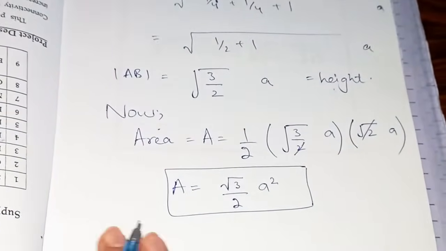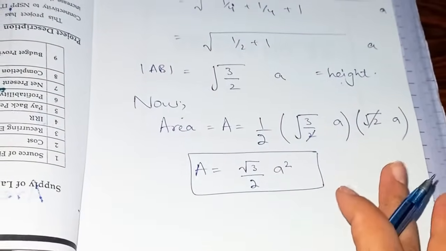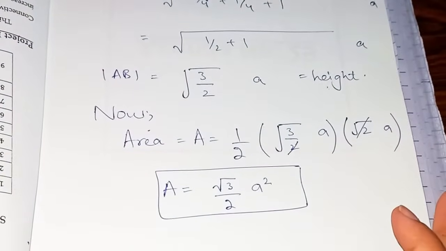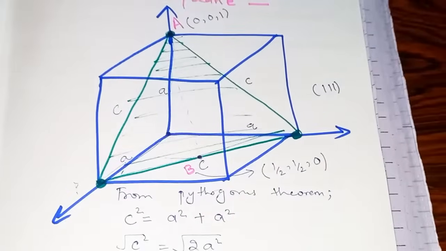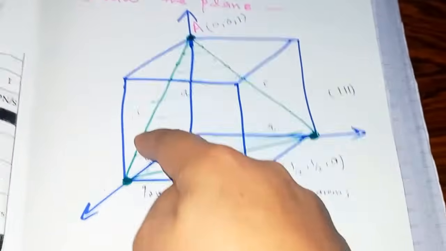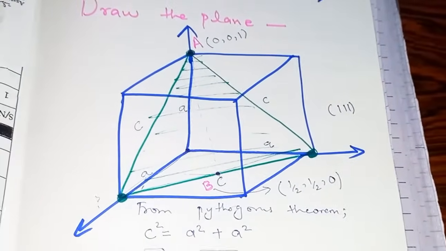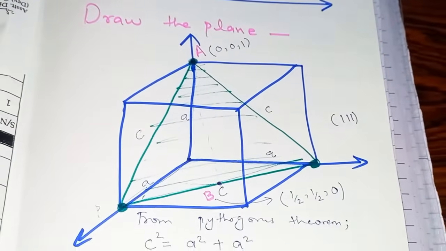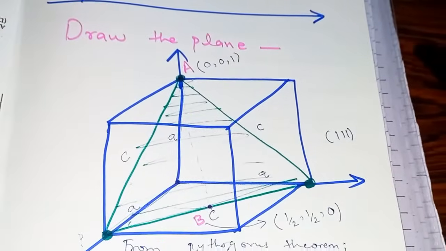We have successfully calculated the area of the plane so easily, and now we need to calculate the net number of atoms lying on the plane. For the net number of atoms lying on the plane, we can see here that obviously we have these corner atoms, and these corner atoms are contributing to the plane. How? Because we can see that the centers of the corner atoms lie at the corners of the unit cell.